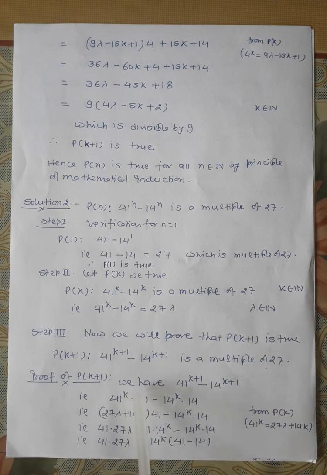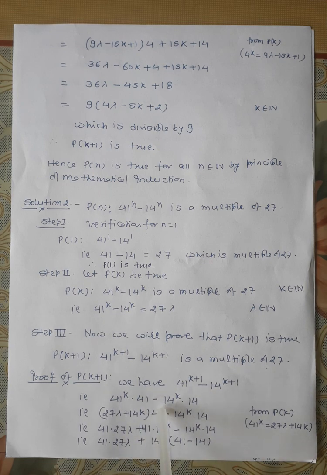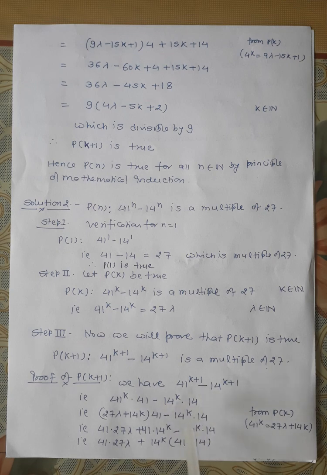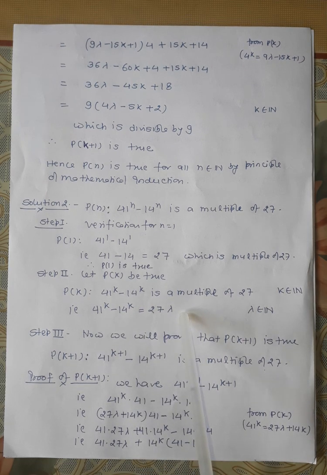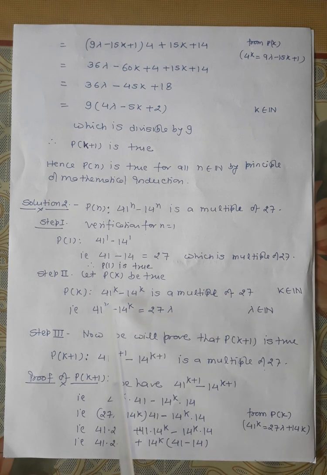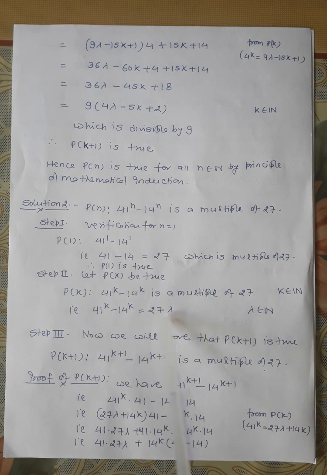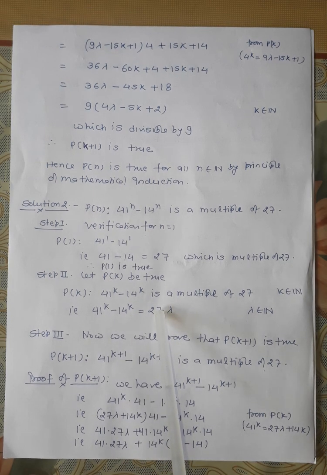So we start in this way: we have 41 to the power k plus 1 minus 14 to the power k plus 1. We can break 41 to the power k plus 1 as 41 to the power k into 41, minus 14 to the power k into 14. Now from Pk, if we separate 41 to the power k, then 14 to the power k is transposed to the right hand side. So 41 to the power k is equal to 27 lambda plus 14 to the power k, from Pk.